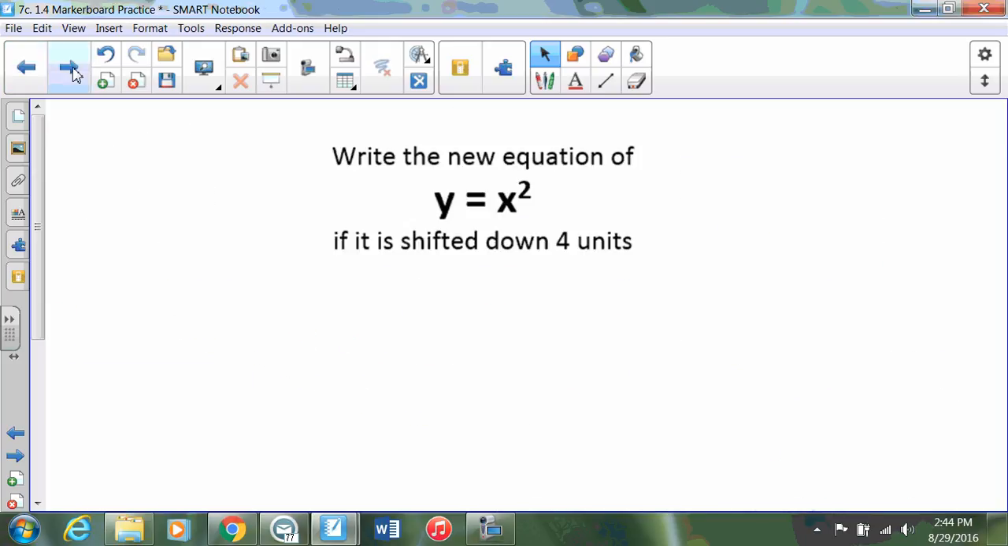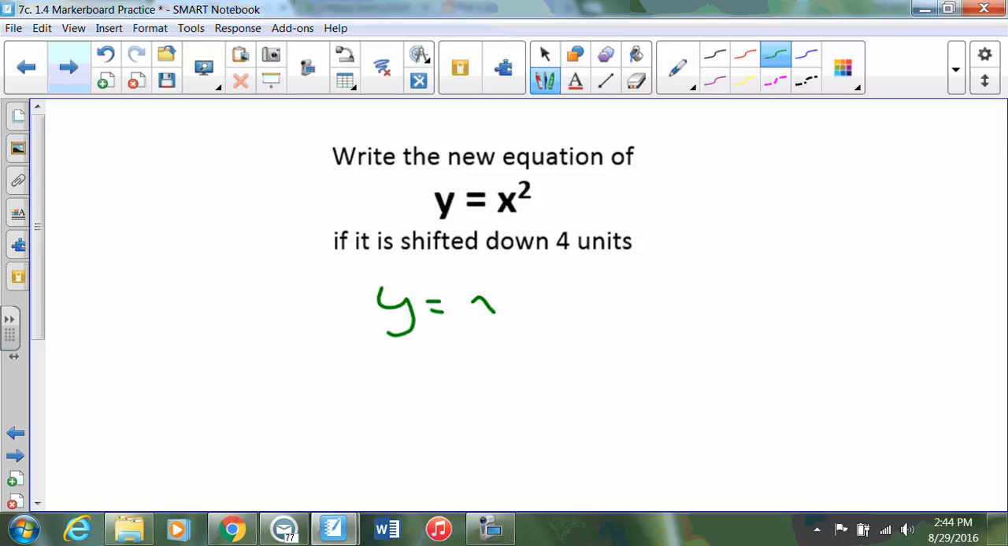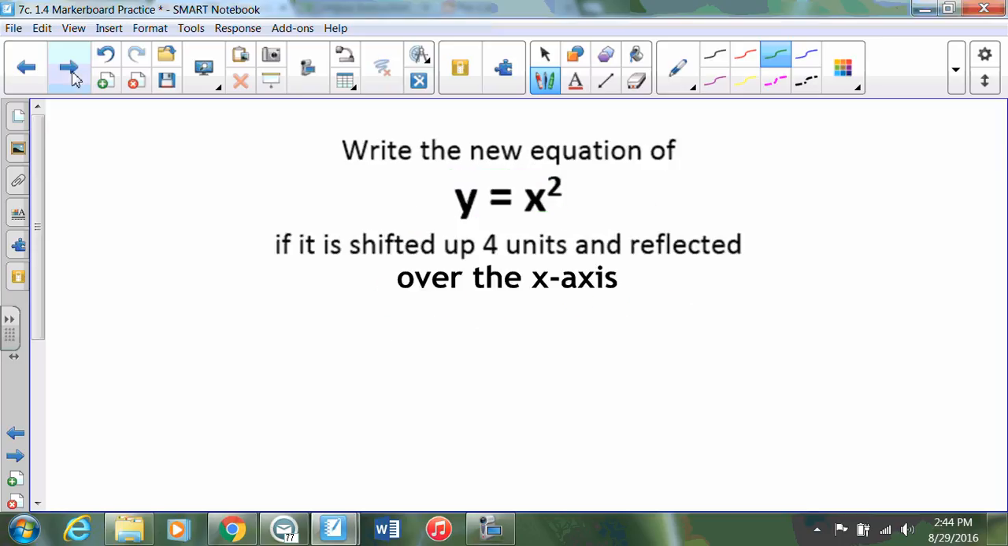Okay, write the new equation of y equals x squared if it's shifted down 4 units. You're going to be expected to be able to do this, to look at a parent function equation and write a new equation given the transformations that are required. So simply down 4 units would be x squared minus 4.